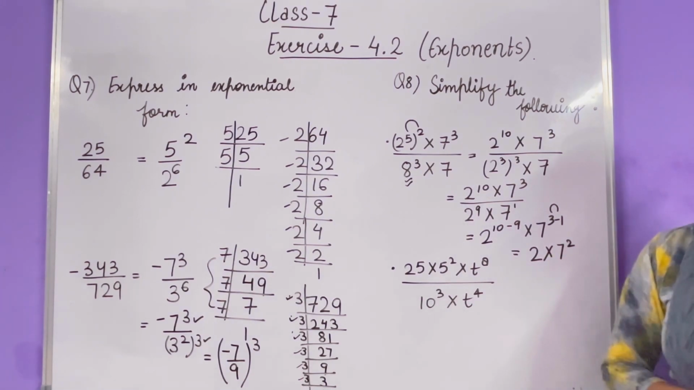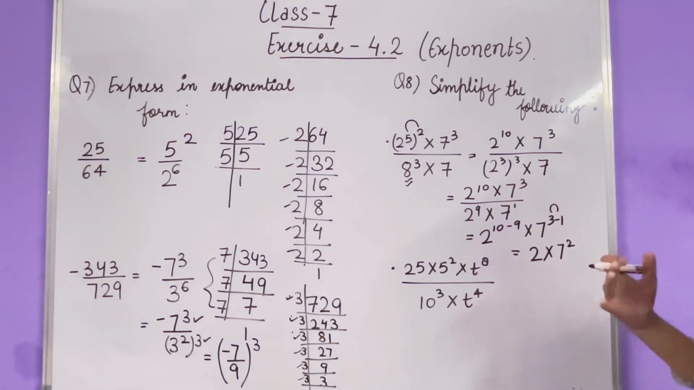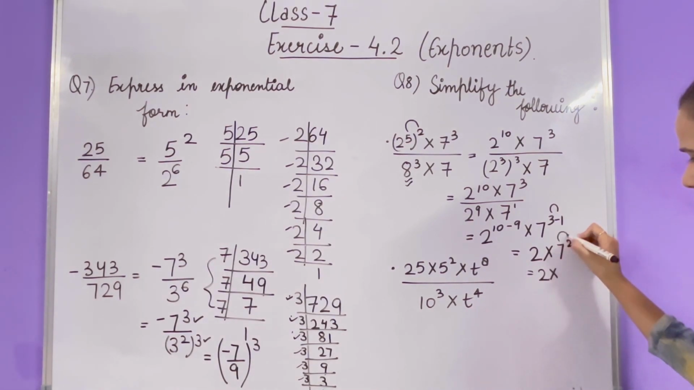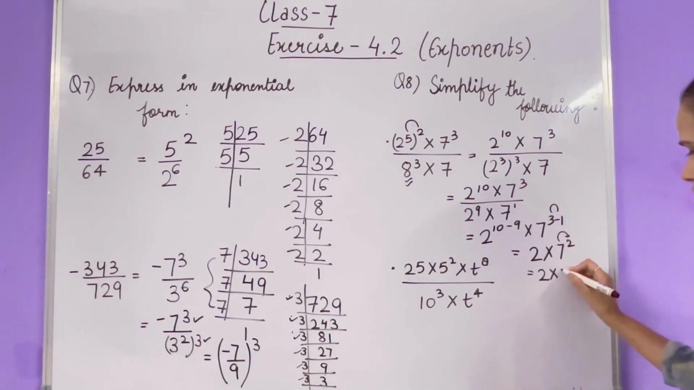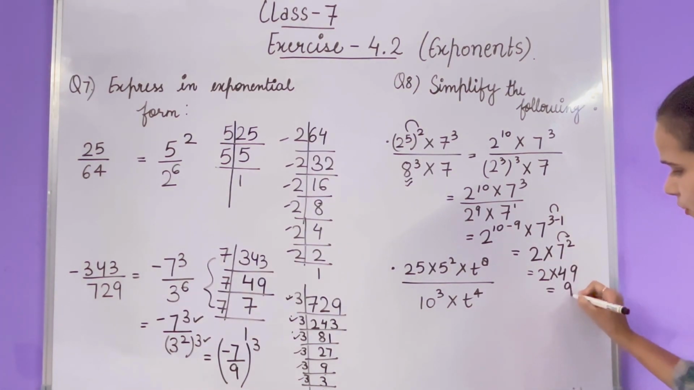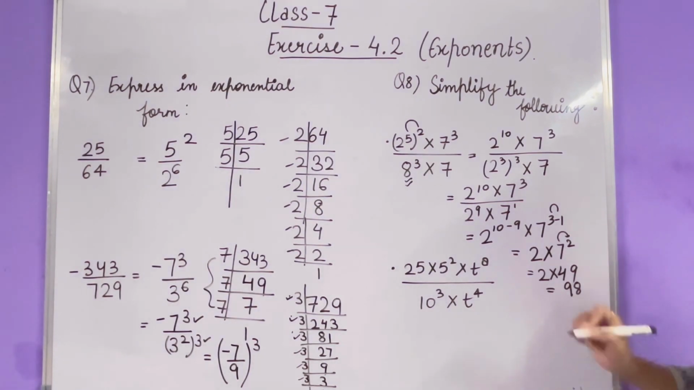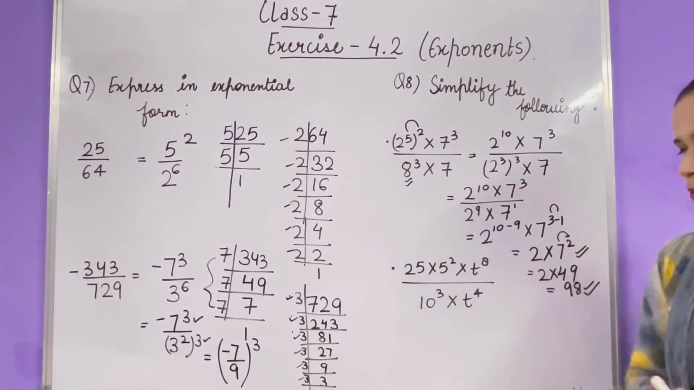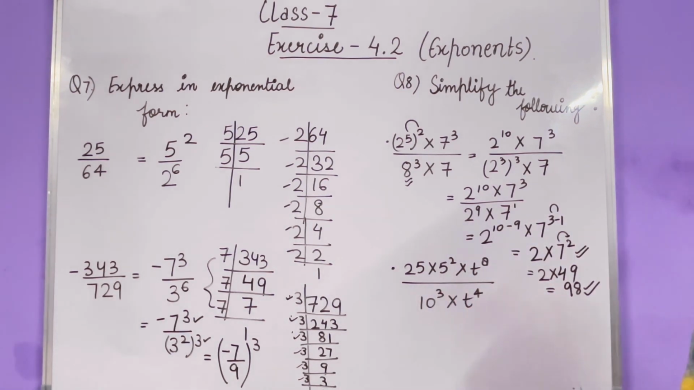In exponential form we can write it like this. Now if you have to simplify more, what will you do? 2 multiplied by 7 square: 7 7s are 49 and 49 into 2 will be 98. So that is the more simplified form. This is the simplified form and this is the exponential form. Now we have another question here.